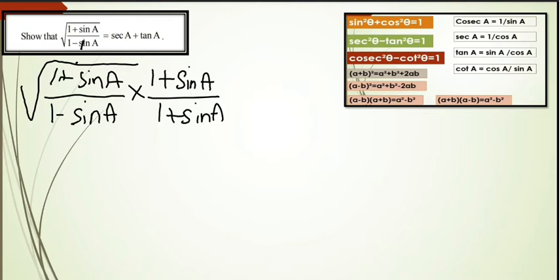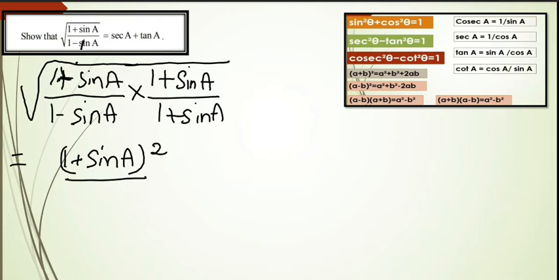So see here, root of (1 plus sin A) by (1 minus sin A) into, we are multiplying with 1 plus sin A and also dividing with 1 plus sin A. Multiply and divide with 1 plus sin A. Then observe that A plus B into A plus B, so we get (1 plus sin A) whole square in the numerator, by A minus B into A plus B format, so we get A square minus B square. So that is 1 square minus (sin A) whole square.